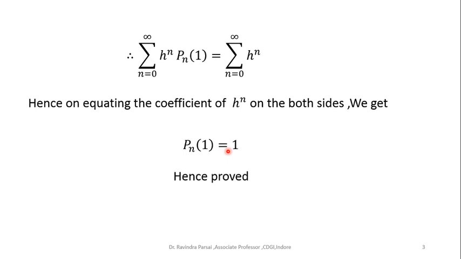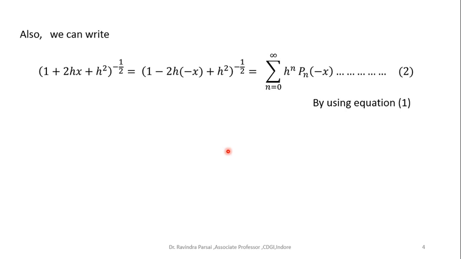Now we concentrate on the second result. Also we know that we can write 1 plus 2xh plus h square raised to minus 1 by 2 in this pattern: 1 minus 2h into minus x plus h square, raised to minus 1 by 2, because we know that this is the generating expansion. This can be written as a Legendre polynomial. Just in place of x you have minus x, so you write it as sigma n equal to 0 to infinity h to the power n Pn of minus x, call it 2, by using equation number 1.